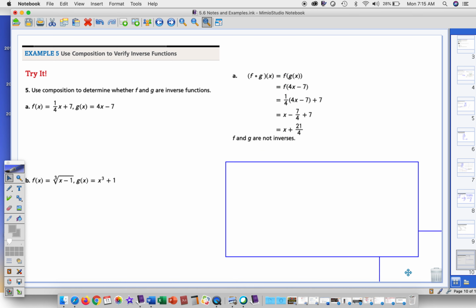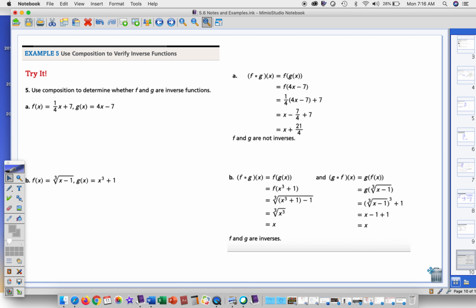Okay, for letter A, hopefully you found that they are not inverses, because when you plug g inside f, that 1/4 times this -7 gives us a -7/4. That when added with the 7, they don't cancel each other out. We don't get 0, so it's not equal to x, which means you're done. They are not inverses.